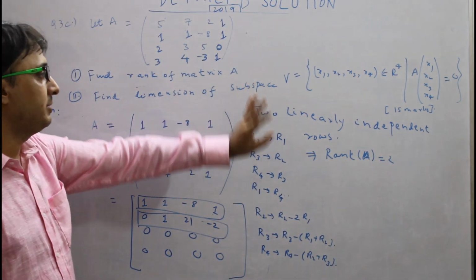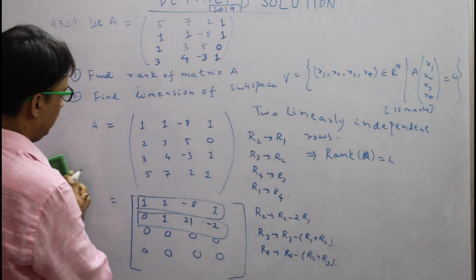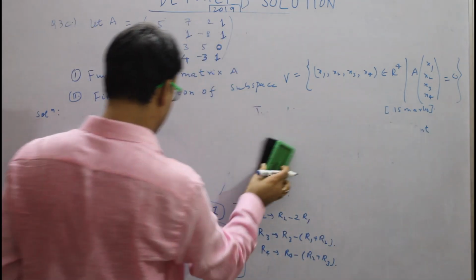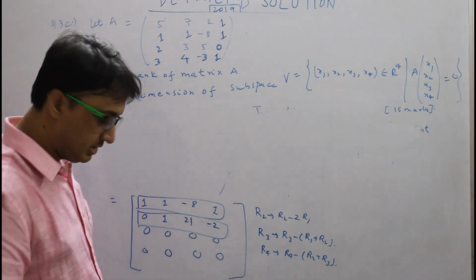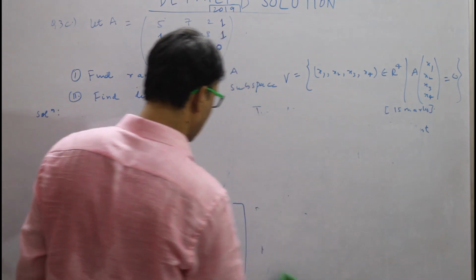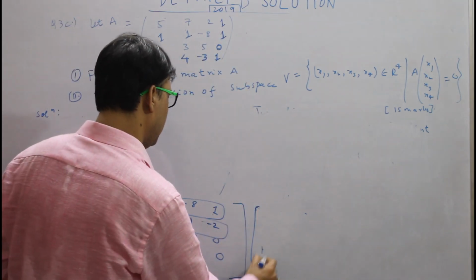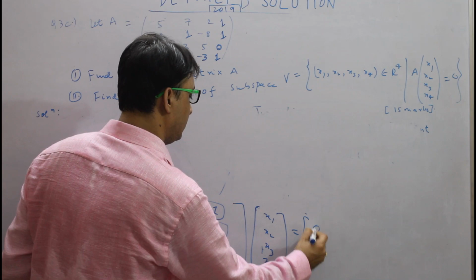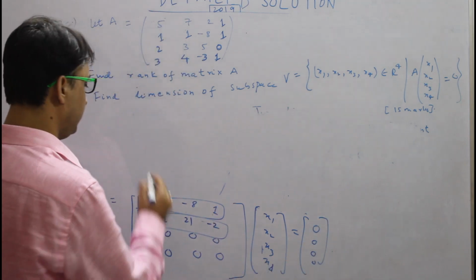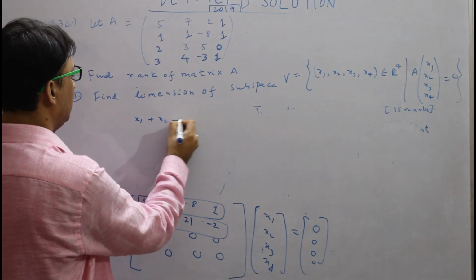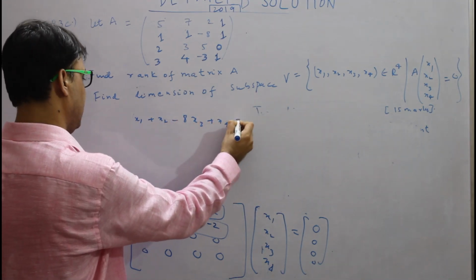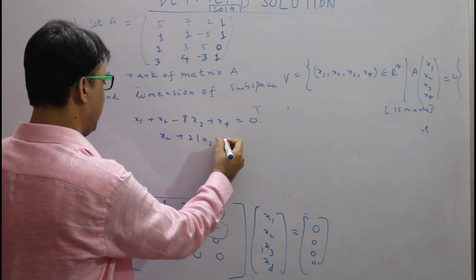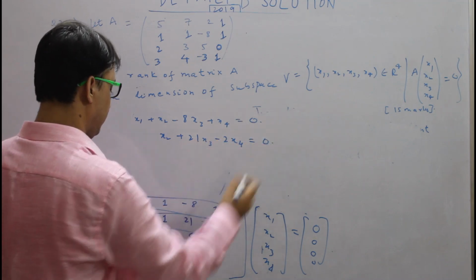We have to find the dimension of this subspace V. So for that we need to operate on Ax is equal to 0. So we are just going to exploit the same thing, whatever we have got over here. So I will just write over here itself, this is A and it is operated on x1, x2, x3, x4, whole is 0, 0, 0, 0. So we can write this as x1 plus x2 minus 8x3 plus x4 is equal to 0. Similarly, we can write x2 plus 21x3 minus 2x4 is equal to 0.